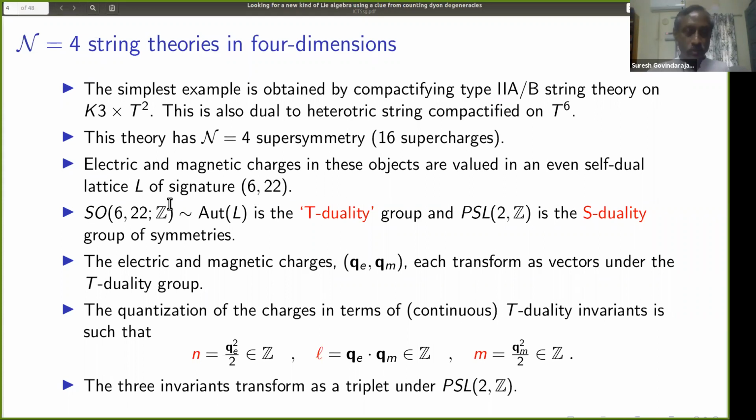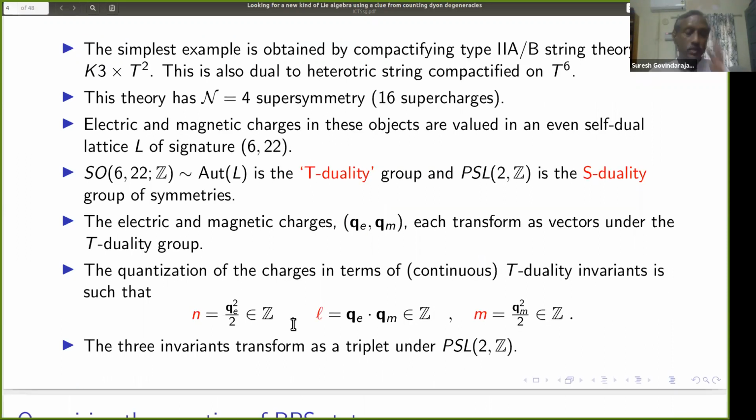And there are two symmetries. One is the perturbative one, usually called T-duality, which is SO(6,22;Z), the automorphisms of L. So you have a lattice L in this space with funny signature, and it's the subgroup of SO(6,22;R) which maps the lattice to itself. That's the T-duality group. And PSL(2,Z) is the S-duality group, which contains electric-magnetic duality sitting inside it. The electric and magnetic charges Q_E and Q_M are 28-dimensional vectors, each transforming as vectors under the T-duality group.